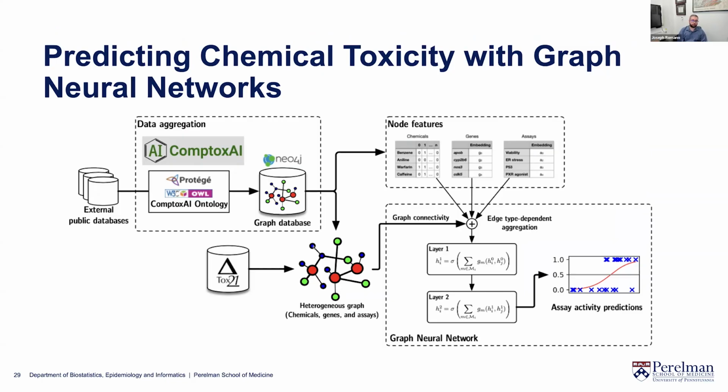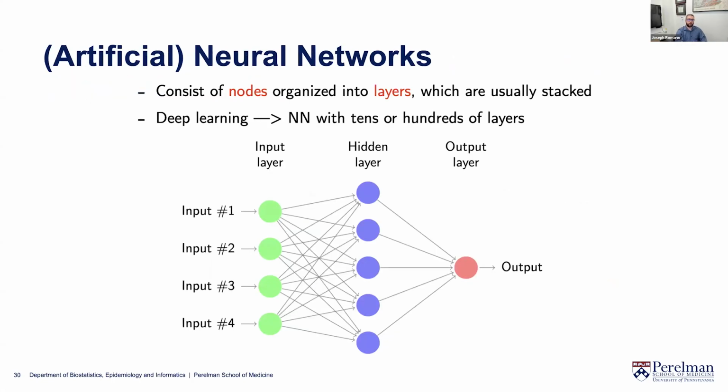The way we did this is we extracted what's called a heterogeneous graph consisting of chemicals, genes, and assays from the graph database in ComptoxAI, and we trained a particular model called a convolutional graph neural network. We trained this based on known associations for 52 different endpoints of toxicity, and saw whether or not it was able to accurately make predictions on a separate held-out set of chemicals that we didn't train these models on.